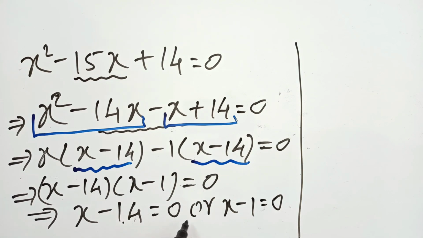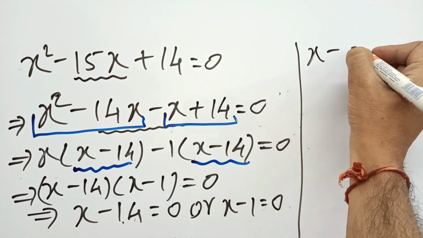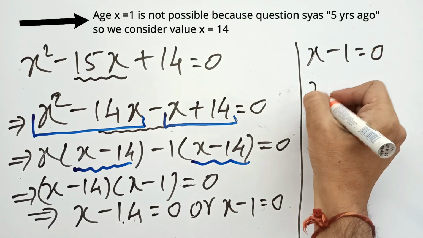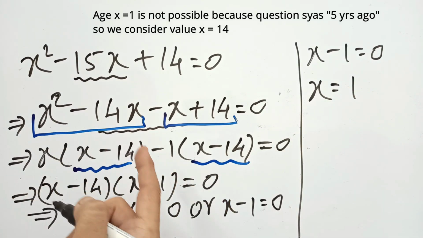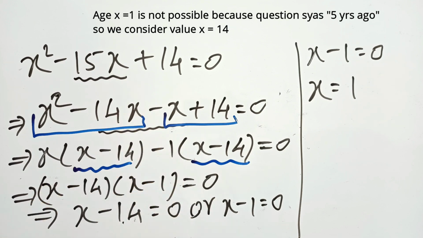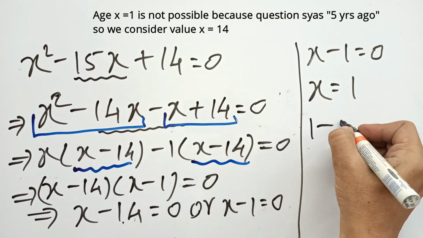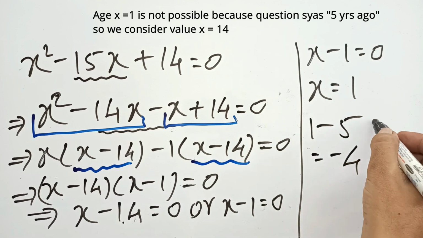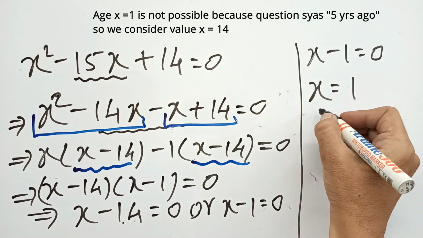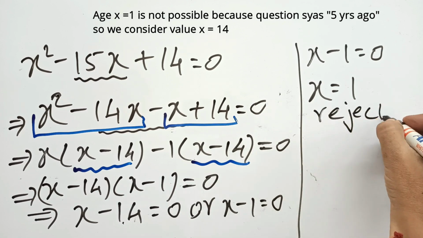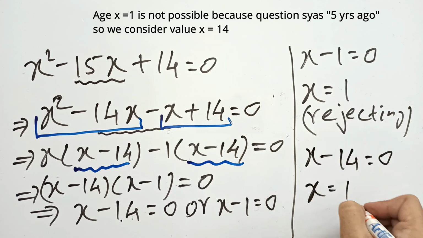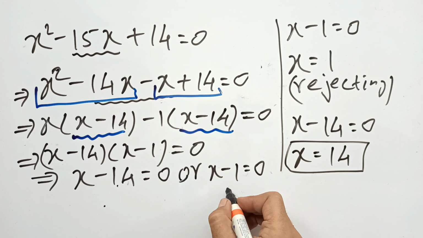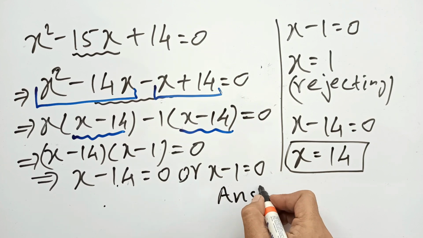Here either x minus 14 is equal to 0 or x minus 1 is equal to 0. Now listen carefully students. If we consider x minus 1 is equal to 0, then Anshul's present age would be 1 year. This is not possible, because in the question it is given that we are talking about 5 years ago. So 5 years ago Anshul's age would be minus 4, which is not possible. So we will reject this value. So we consider x minus 14 is equal to 0, means x is equal to 14. So Anshul's present age would be 14 years.